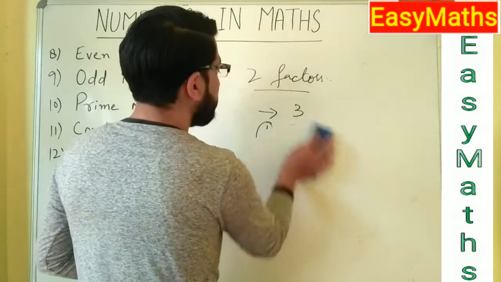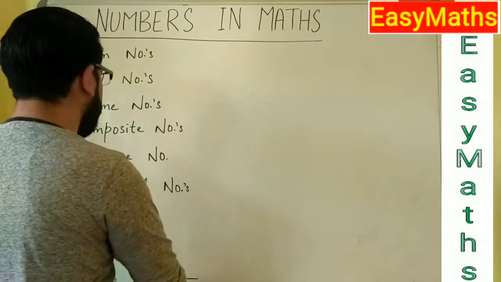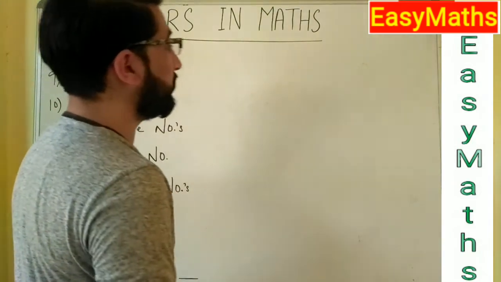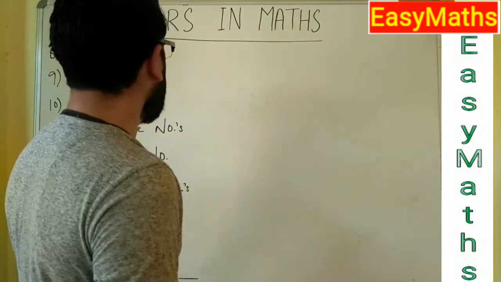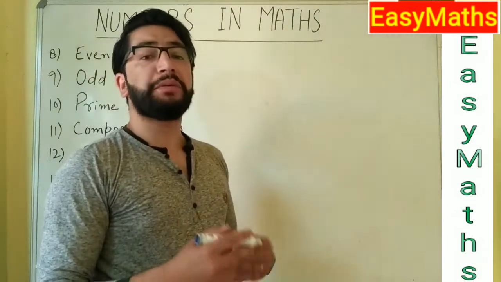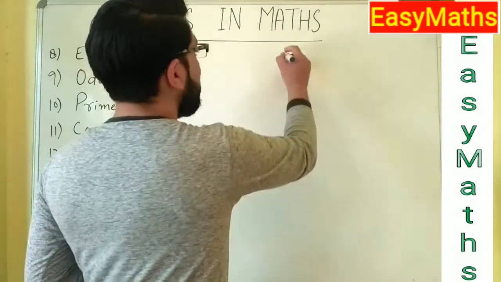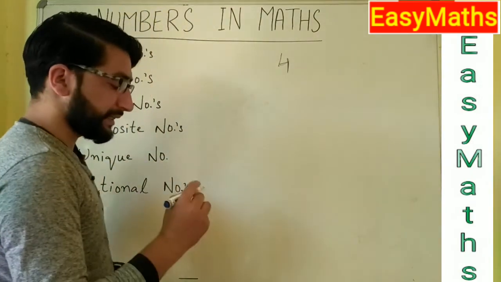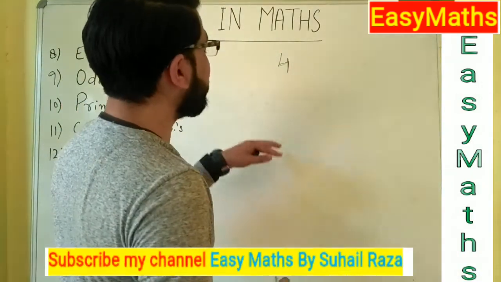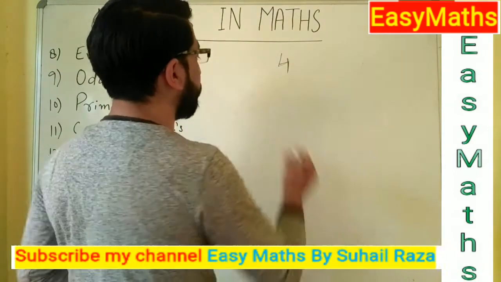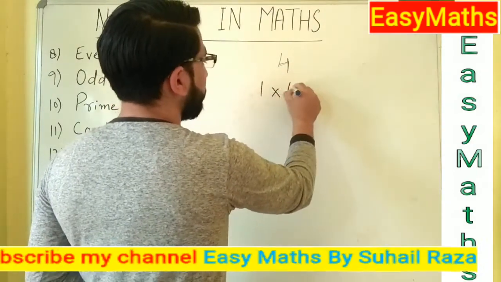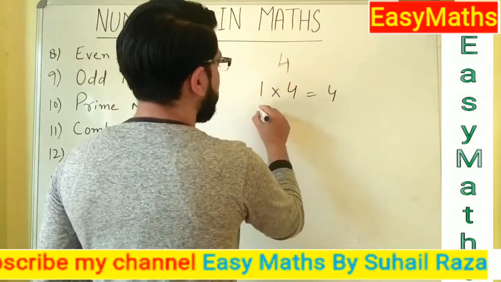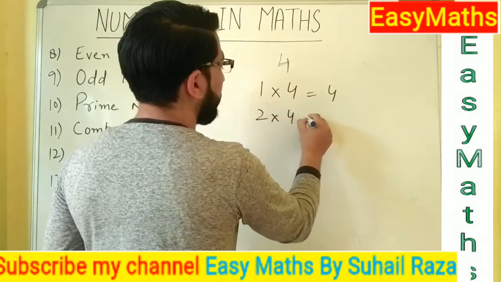After prime numbers, there is another type, that is composite numbers. So what are composite numbers now? Those numbers which have got more than two factors. Suppose I am taking the example of 4. So what are the numbers that are multiplied to obtain 4? Suppose we multiply 1 with 4, we get 4. We multiply 2 with 2, we get 4.